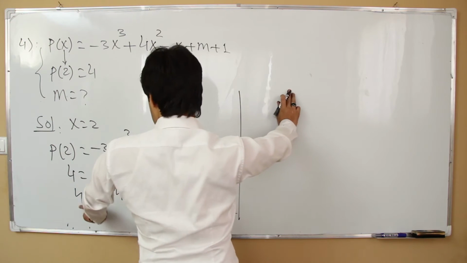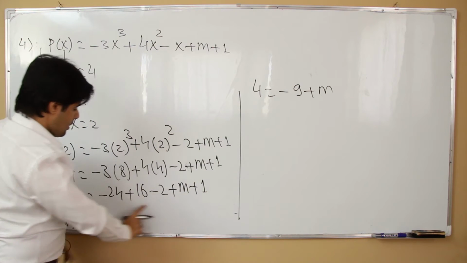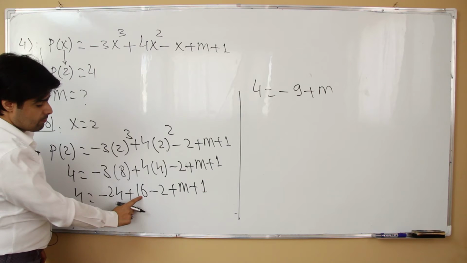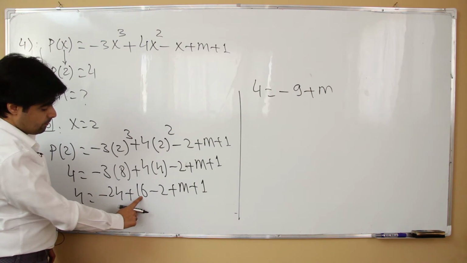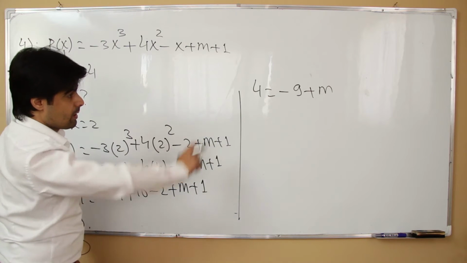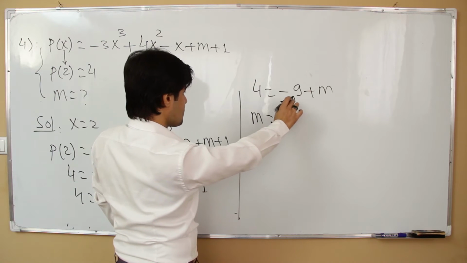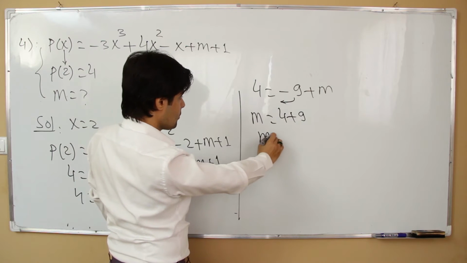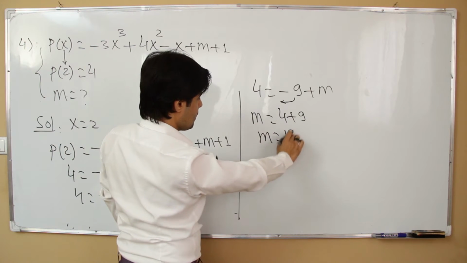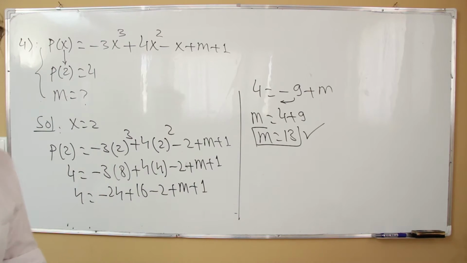So you will have 4 equals minus 9 plus m. Now solve it for m. So you have to put minus 9 to the left side, it becomes plus 9. So you will find 4 plus 9, 13. This is the answer which we want to find.